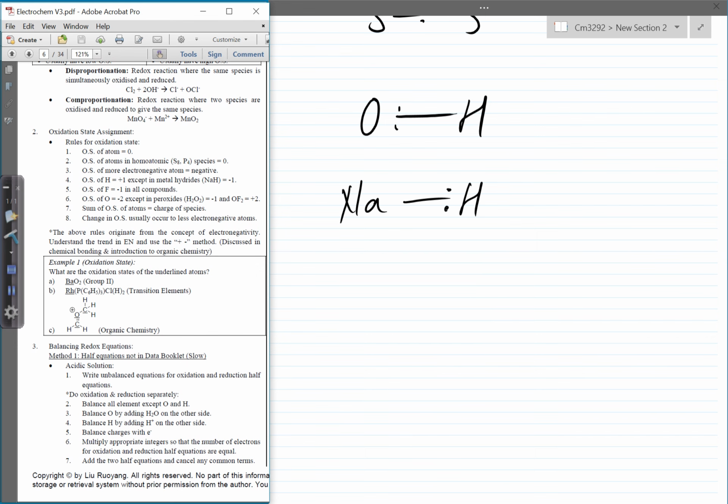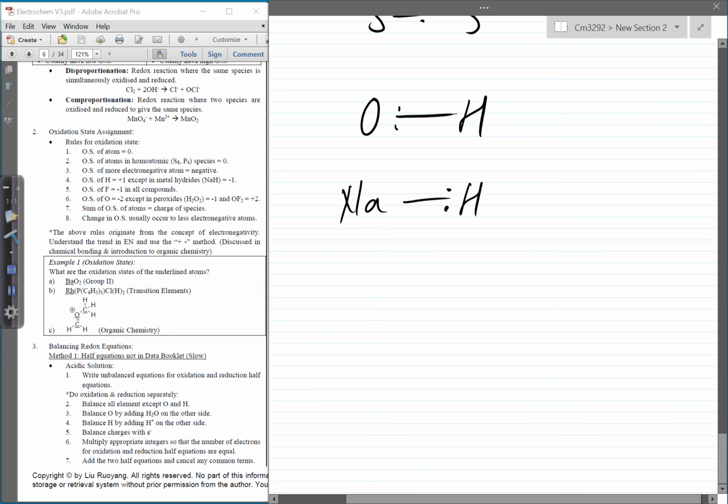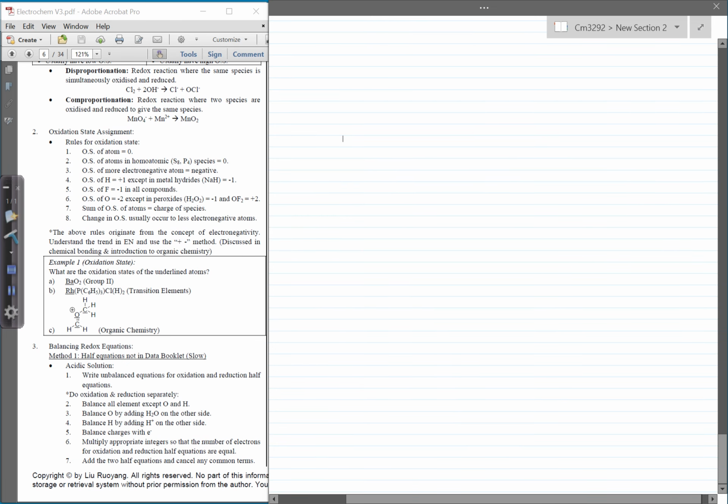Next, sum of oxidation state of atoms equals to charge of species. This one you already know from O levels. And the last one, change of oxidation state usually occur to the less electronegative atom because it's easier to remove electrons from them, right? So basically the above rules originate from the concept of electronegativity. Understand the trend in EN and use the plus-minus method, which I told you all 2 times before, right? One in chem bonding, one in organic chem.